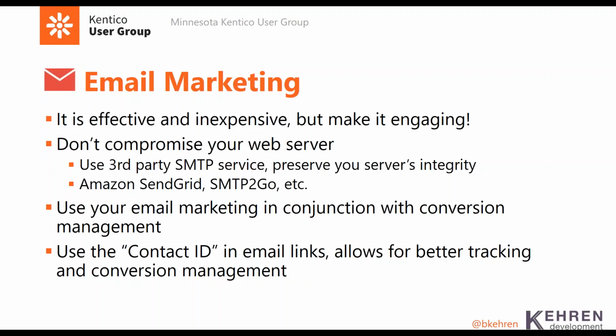One of the important things from a technical standpoint is you don't want to compromise your web server. You want to use some type of third-party service to preserve your server integrity. Some of the things that I've used in the past are Amazon, SendGrid, SMTP to go. I just implemented a SendGrid account. They're free up to 25,000 emails per month. So if you go over 25,000 emails, it's still fairly inexpensive to use these SMTP services. It just makes sense to use these and send them out instead of using your own server's SMTP server.